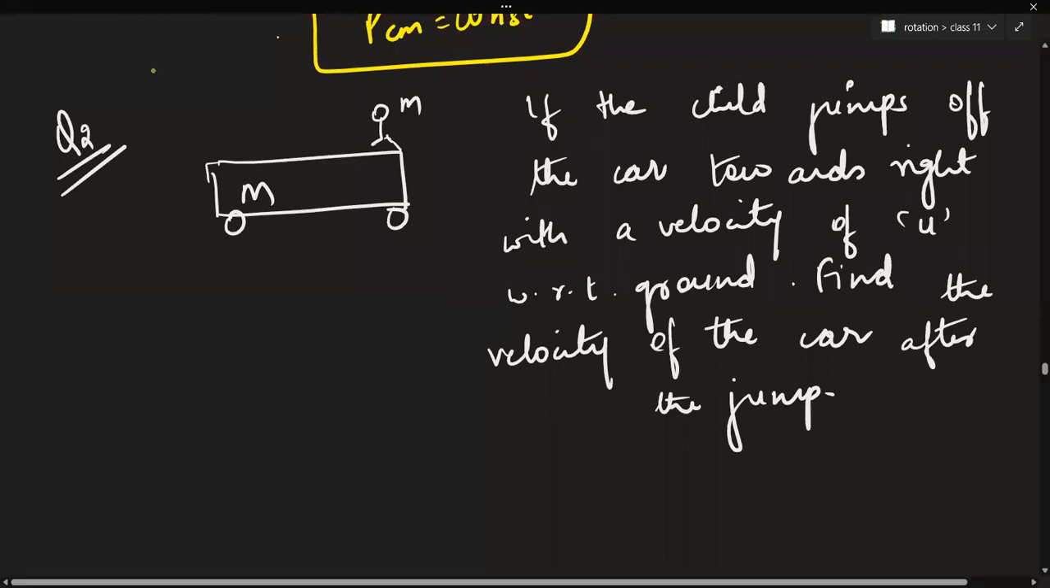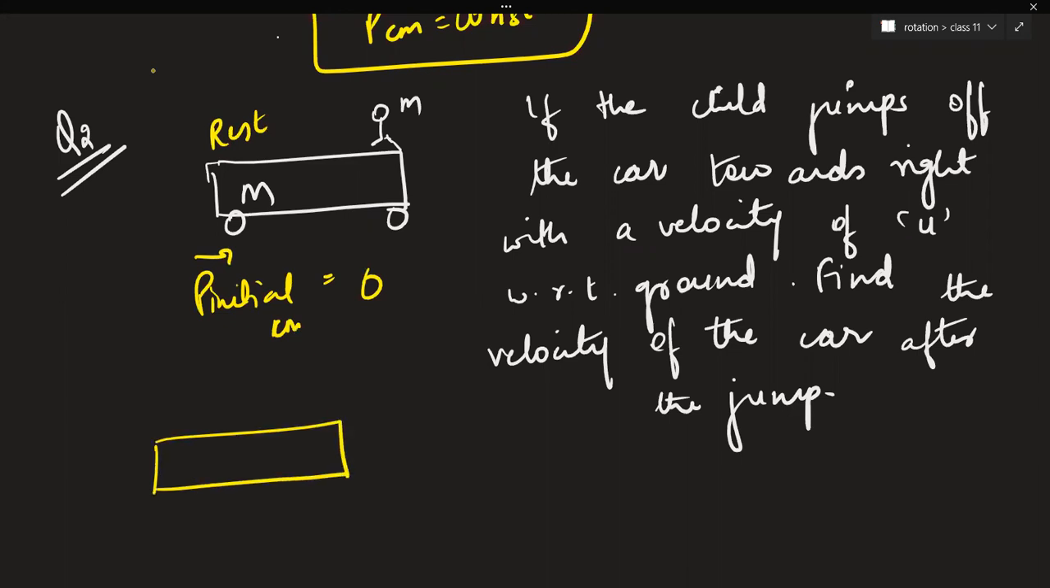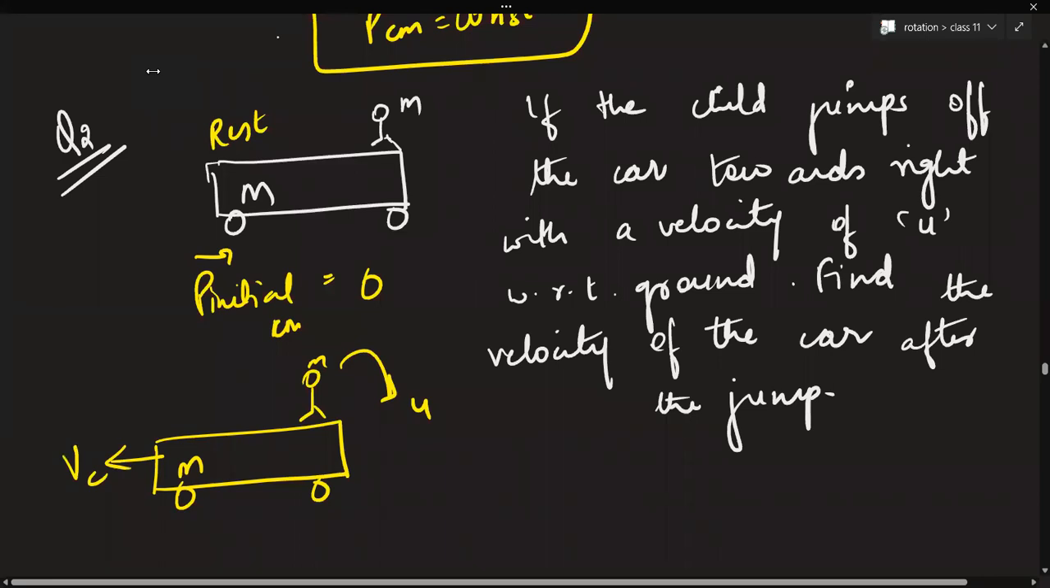See class, this question is easy. See, this is the initial condition. Initially it is at rest. It is given that this is at rest. So initial momentum will be mass into velocity, that will be 0. Initial momentum of center of mass will be 0. Now class, the car is there of mass M, the child jumps with velocity u. Let's say the velocity of the car is vc, which we have to calculate.